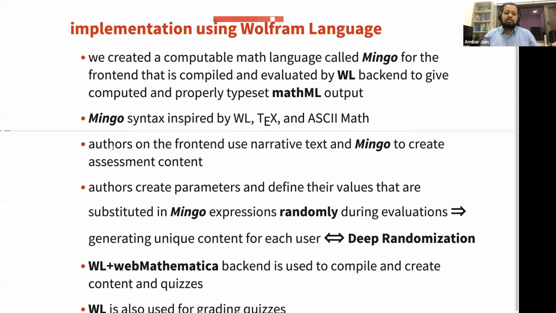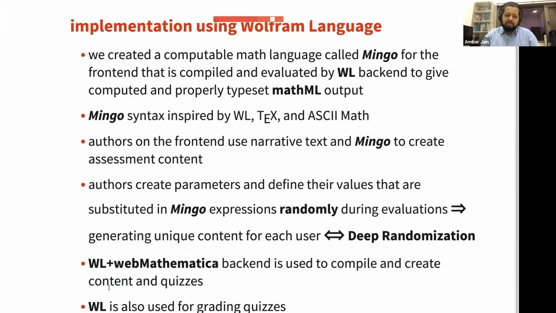Authors, when they typeset expressions in Mingo, also set some parameters. These parameters can be numbers, expressions, images, even functions, and they're substituted into Mingo expressions during the evaluation. These substitutions are random, so every time unique content is generated for a user, and this is what we call deep randomization. In the backend, we have Wolfram Language and Web Mathematica, which is used to compile and create assessment content and quizzes. We also use Wolfram Language for grading quizzes. So this is the component of the Wolfram Language in the background.